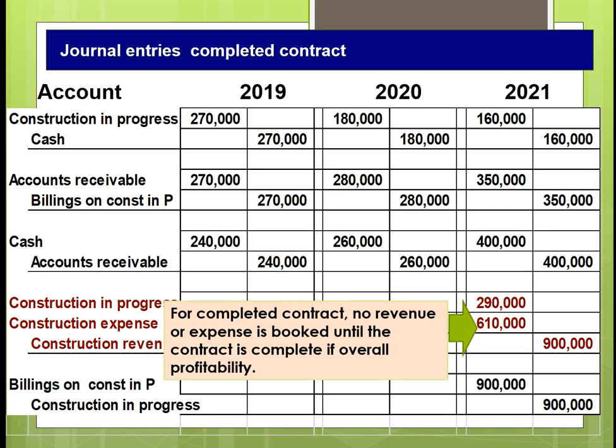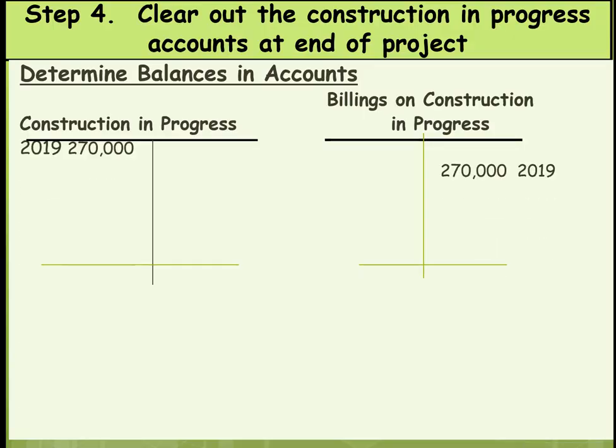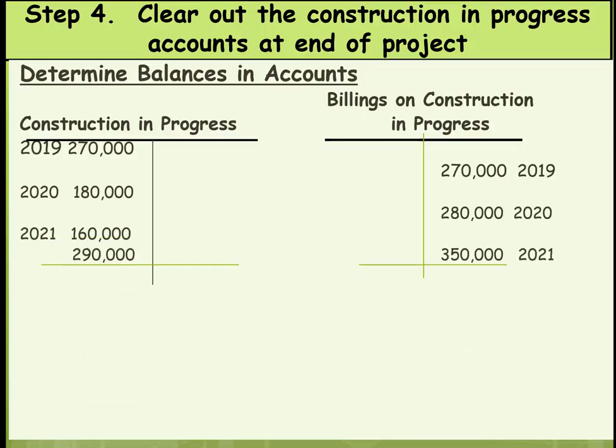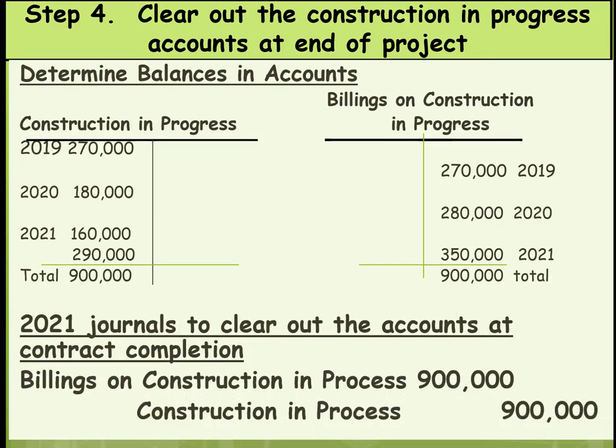So here's what it would look like in their T accounts. Same journal to clear them out.